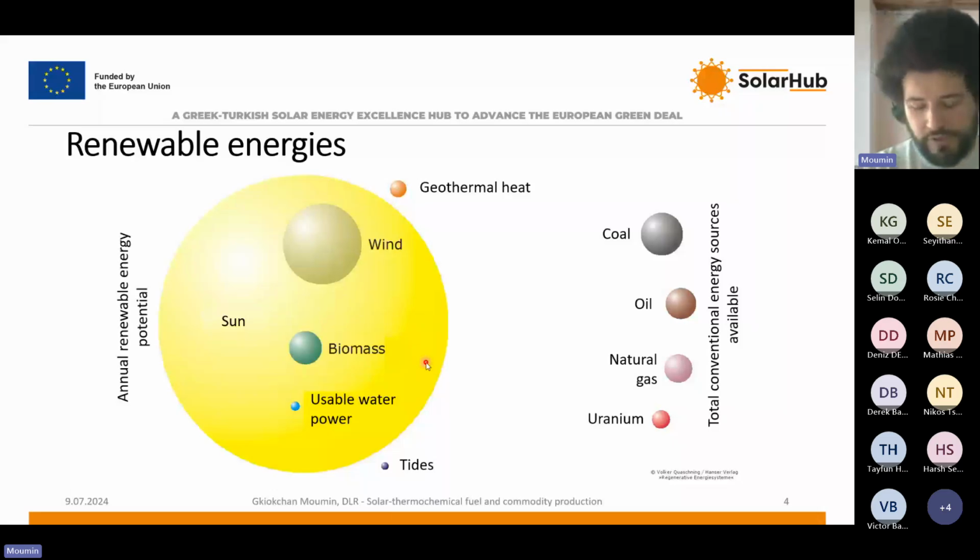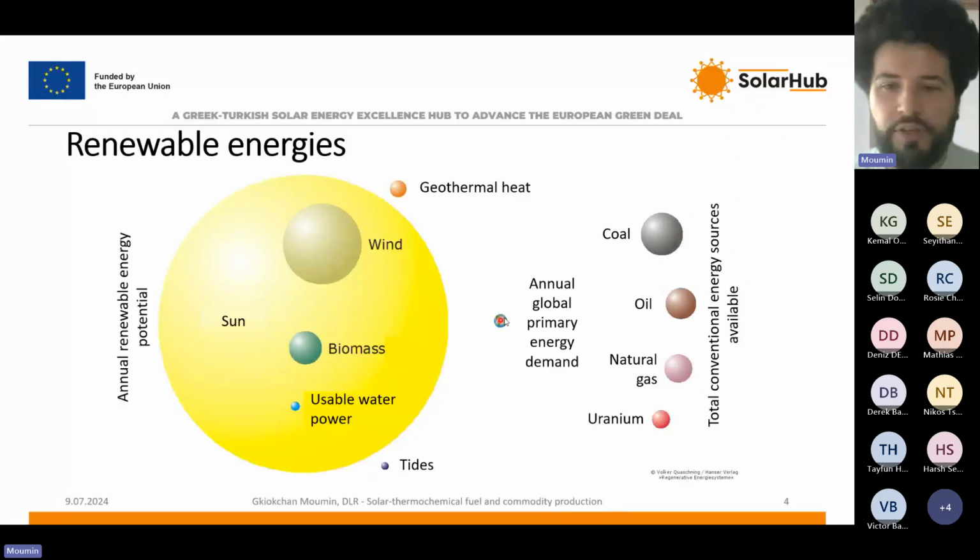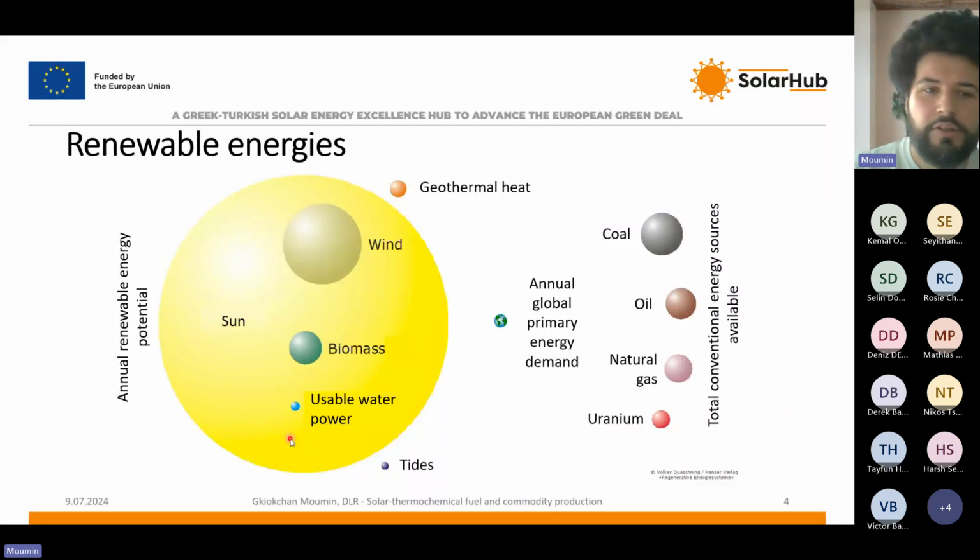And of course, the important point here is now: what is our energy demand on Earth? It is this one. The annual global primary energy demand is orders of magnitude lower than what we receive basically from the sun. So this makes it, of course, a natural source to take the energy from.